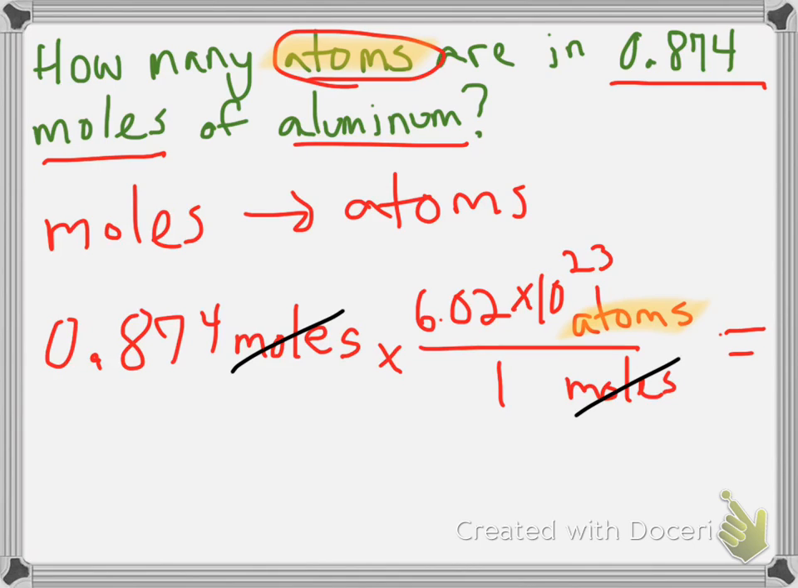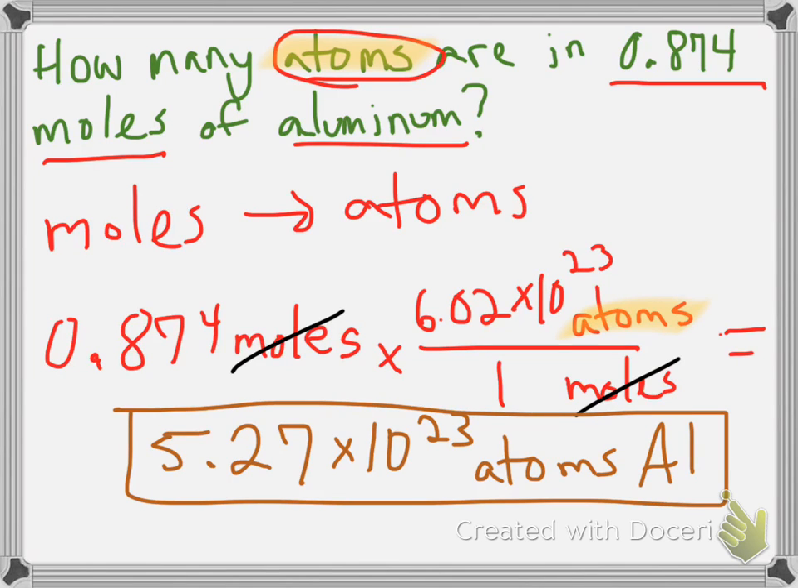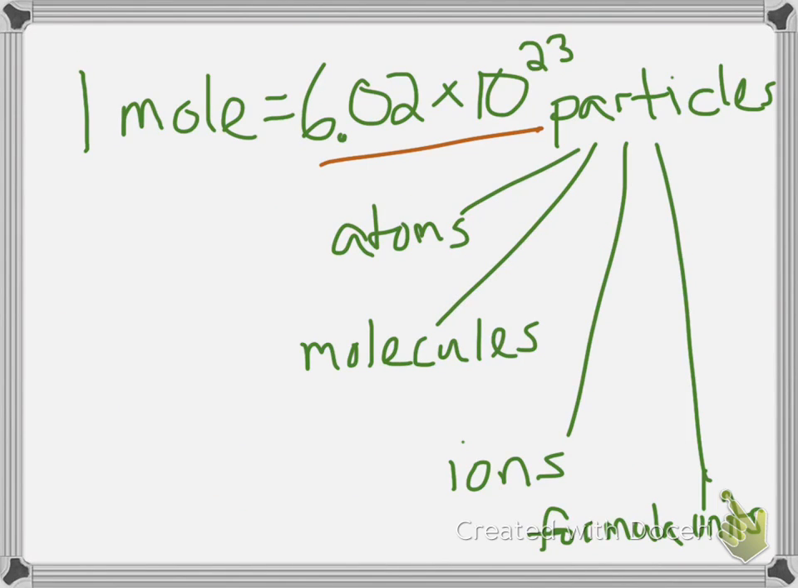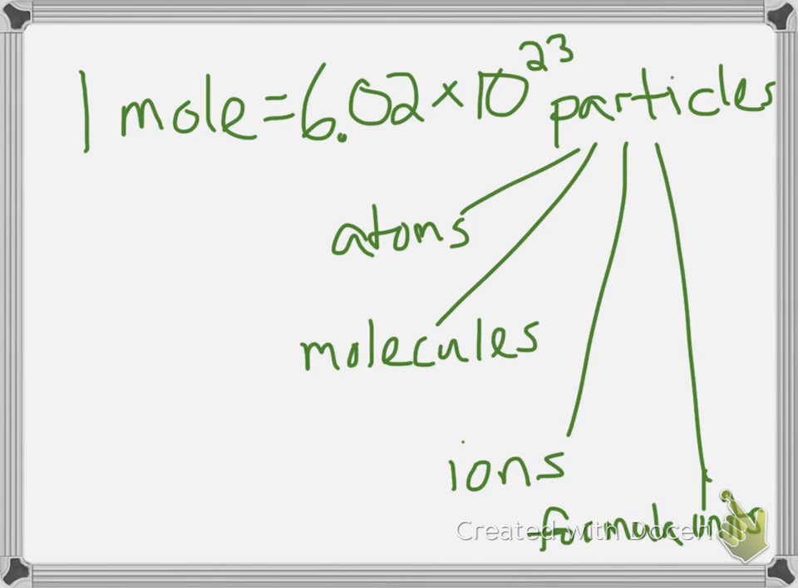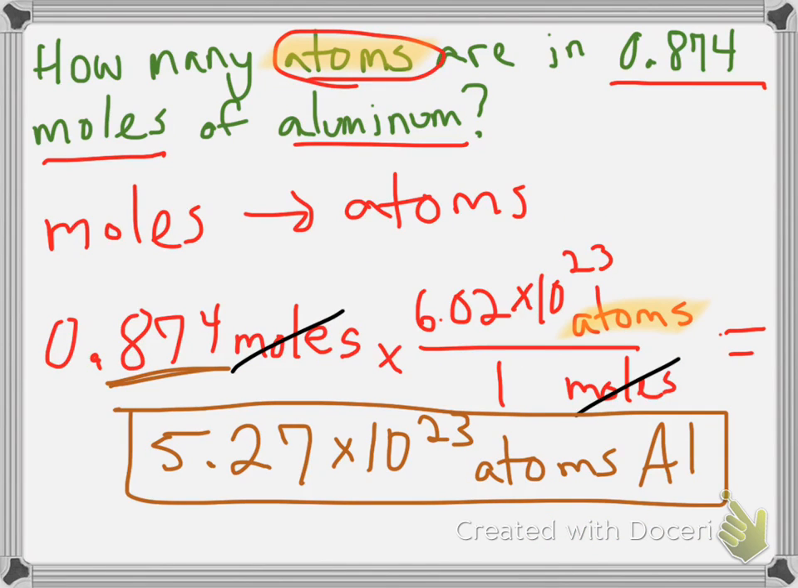So I plug this into my calculator, and I get my answer. And I want you to notice 5.27 times 10 to the 23rd is less than 6.02 times 10 to the 23rd. And 0.874 is less than 1. So this answer makes sense because if I have 0.874 moles, I have less than 1 mole, so I would have less than 6.02 times 10 to the 23rd atoms.